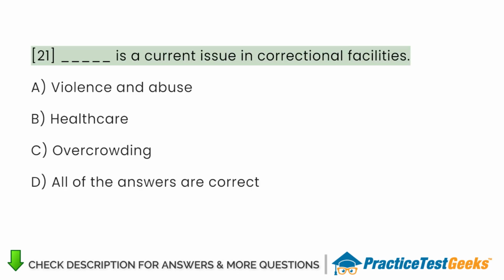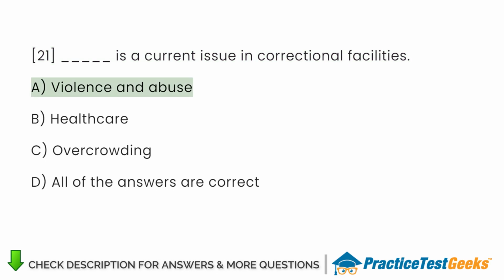What is a current issue in correctional facilities? A. Violence and abuse. B. Healthcare. C. Overcrowding. D. All of the answers are correct.